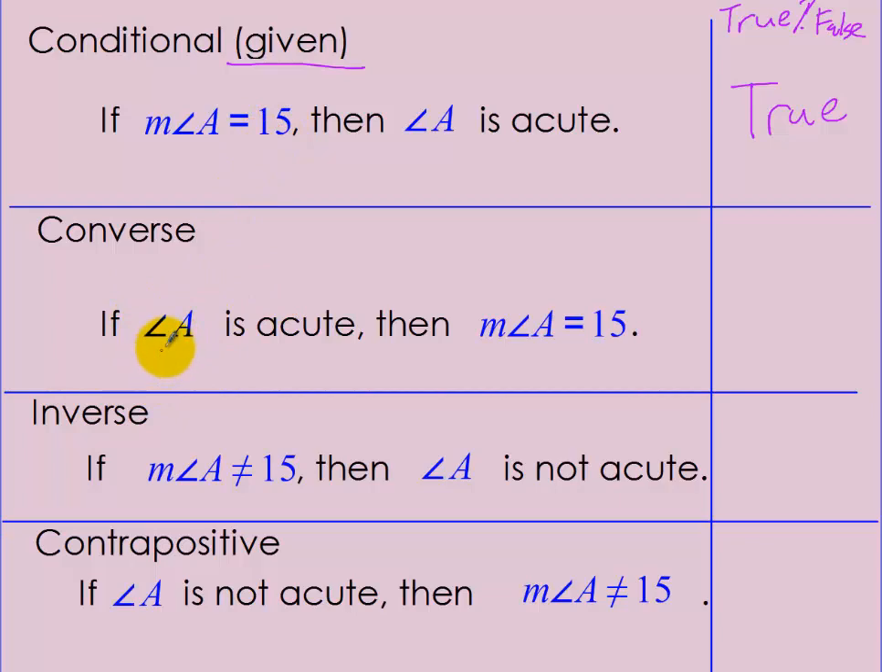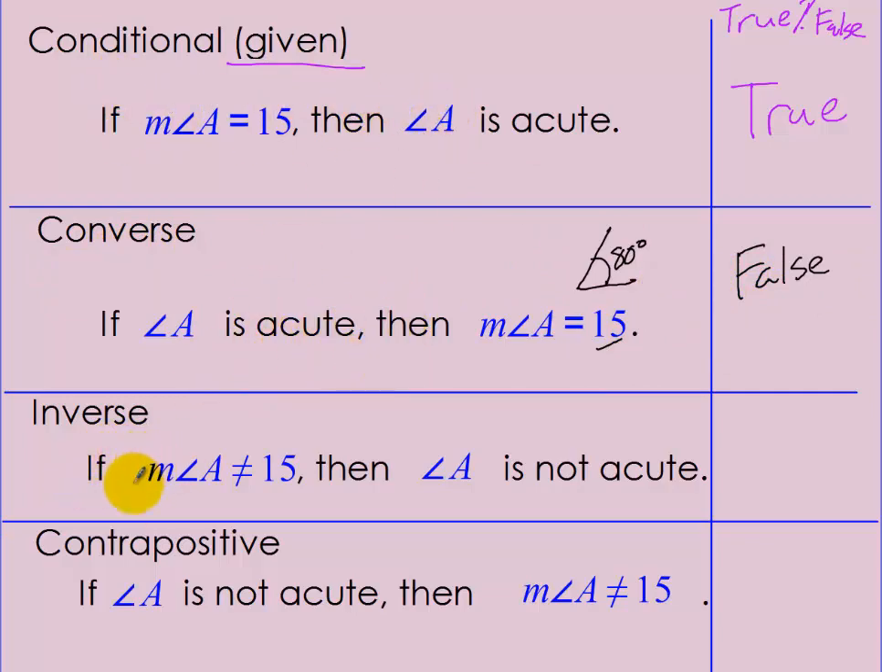Now, the converse of this: if angle A is acute, then the measure of angle A is 15 degrees. This is false, because acute angles don't have to be 15 degrees. They can be anything between 0 and 90, like 80 degrees. So that could be an example. This is the converse of the conditional, but it's a false statement. We can't use that. Just because the conditional is true doesn't make the converse true.